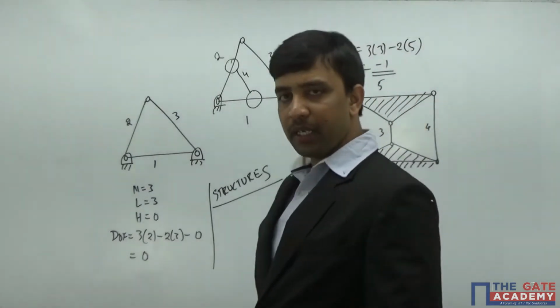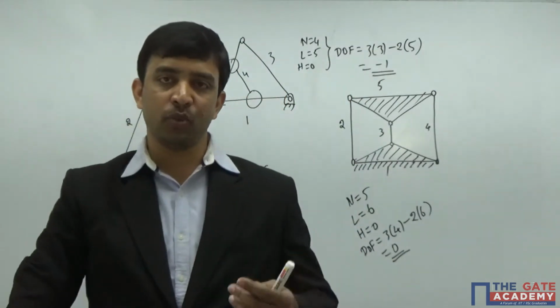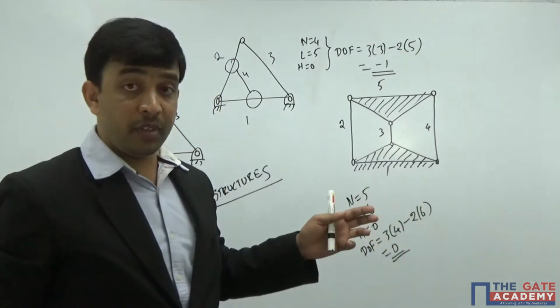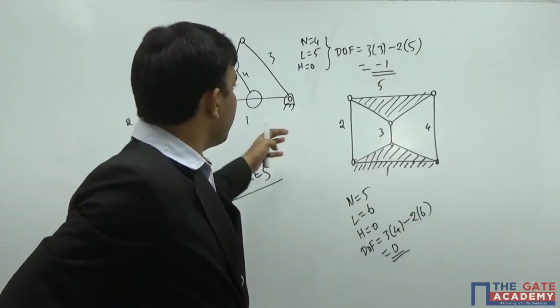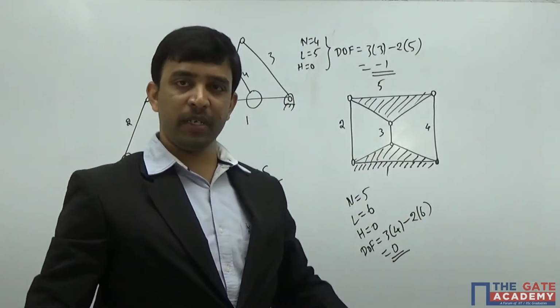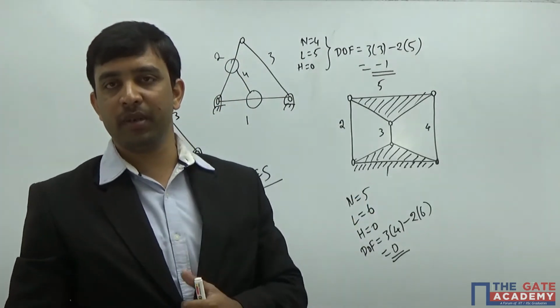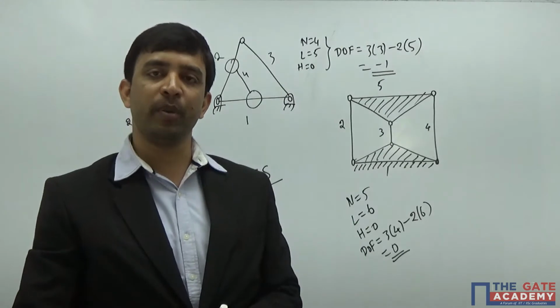Degrees of freedom negative indicates that it's a superstructure. Degrees of freedom is 0, there are no relative motions possible. So the degrees of freedom is negative. Even if you remove some links from this mechanism, there won't be any relative motions further. This kind of mechanism where degrees of freedom is negative, we call a superstructure.